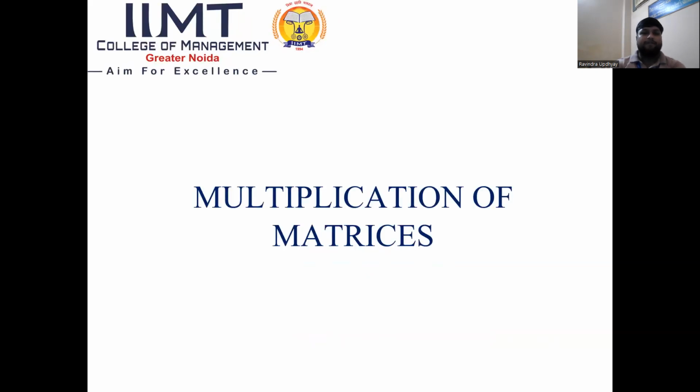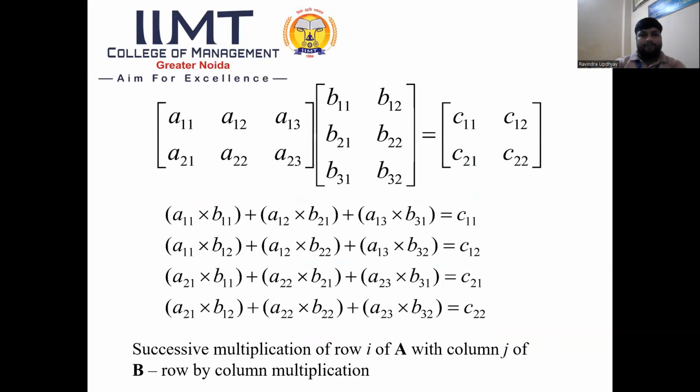Now, how can we multiply two matrices to each other? Taking two general matrices, suppose the first matrix is A11, A21, A12, A22, A13, A23, and the second matrix is B11, B21, B31, B12, B22, B32. We want to multiply these two matrices. Now we will multiply row by column. That means we will take the first row of the first matrix with the first column.